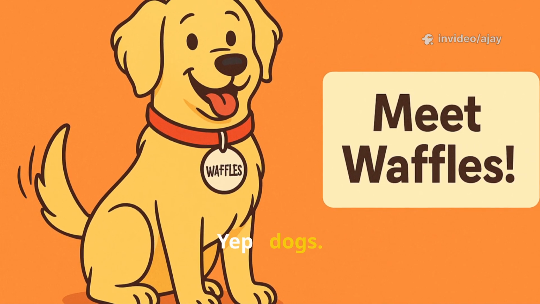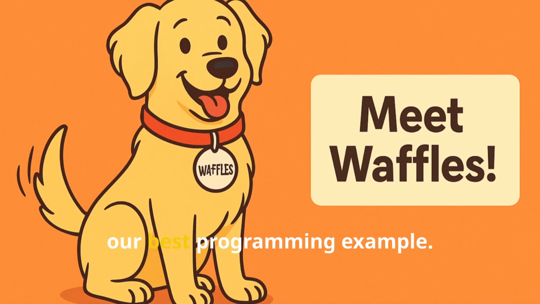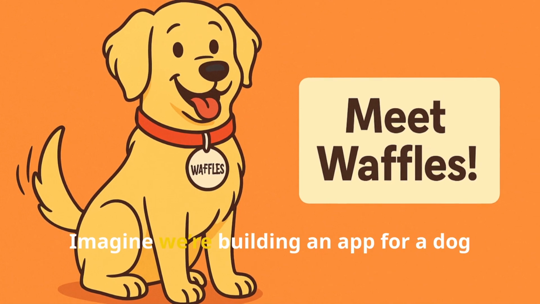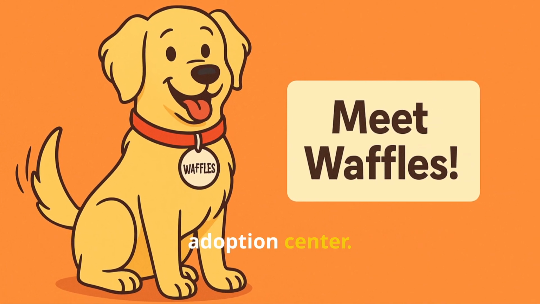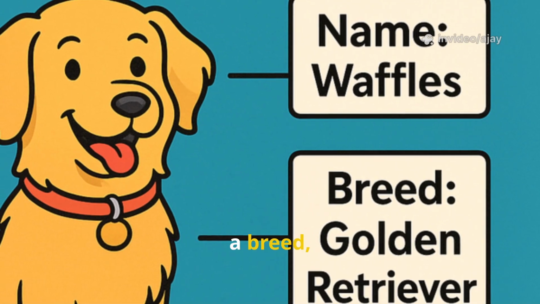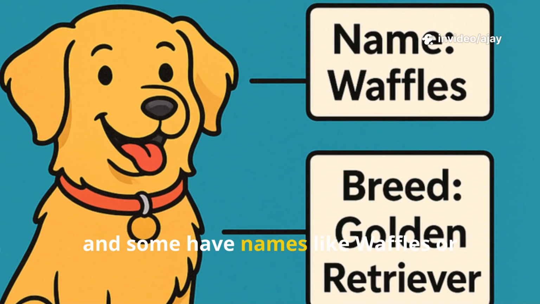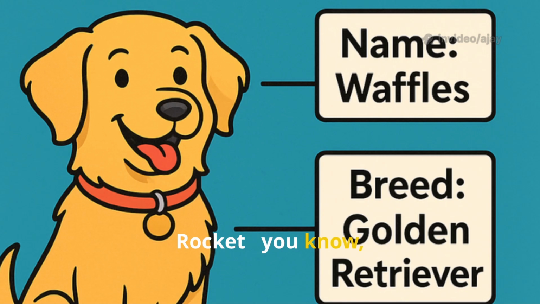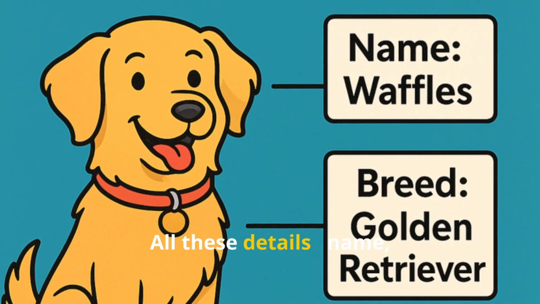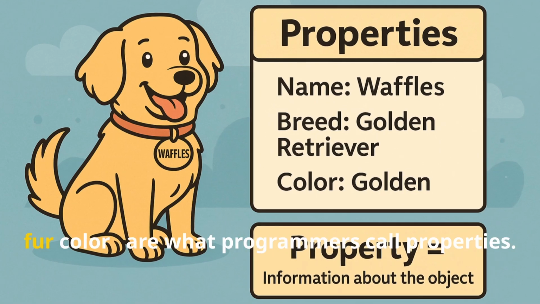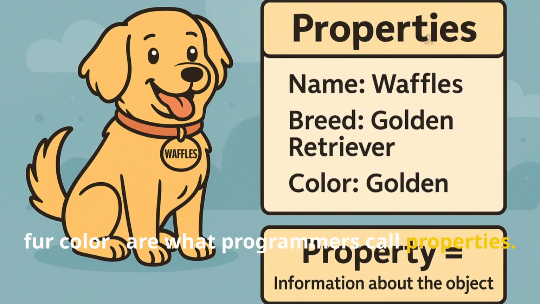Yep, dogs, man's best friend, and now our best programming example. Imagine we're building an app for a dog adoption center. Each dog has a name, a breed, and a fur color. Some are tiny, some are super fluffy, and some have names like Waffles or Rocket. You know, the important stuff. All these details, name, breed, fur color, are what programmers call properties.